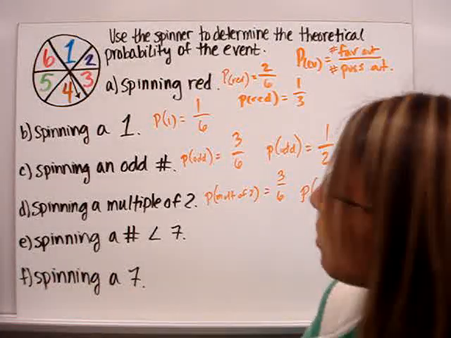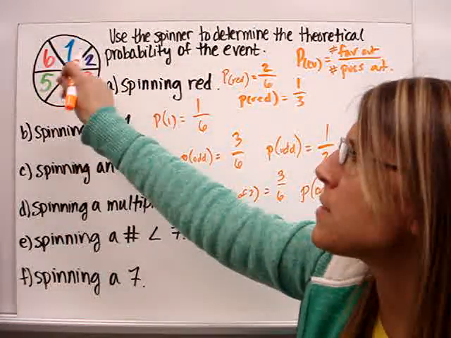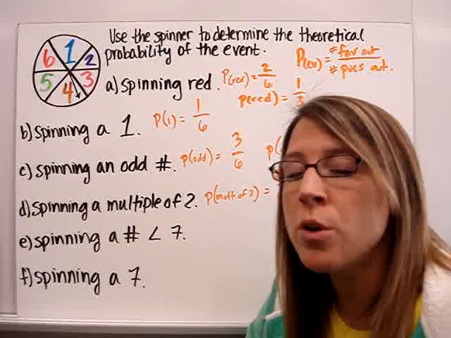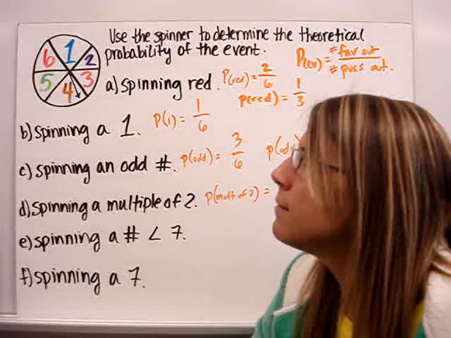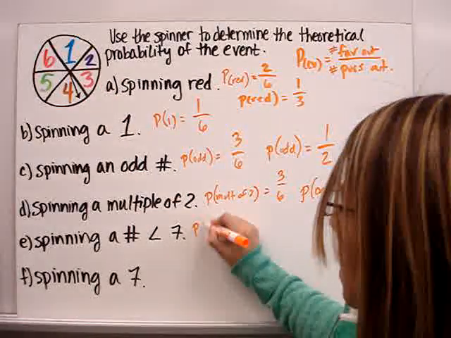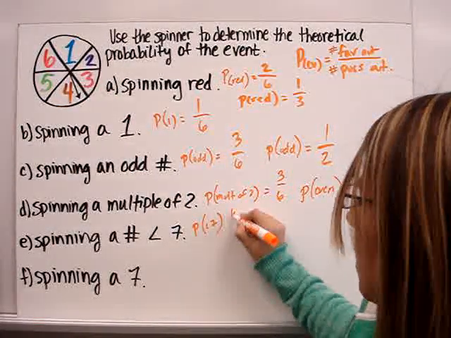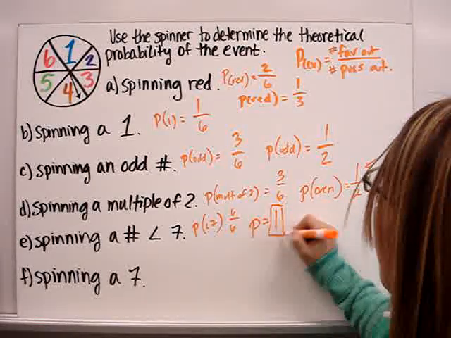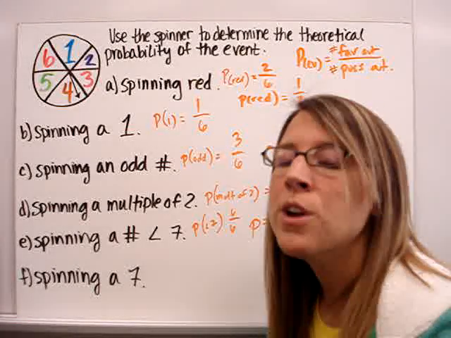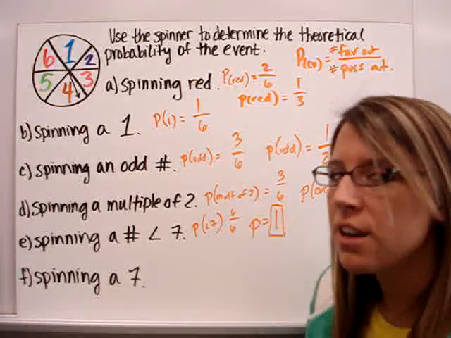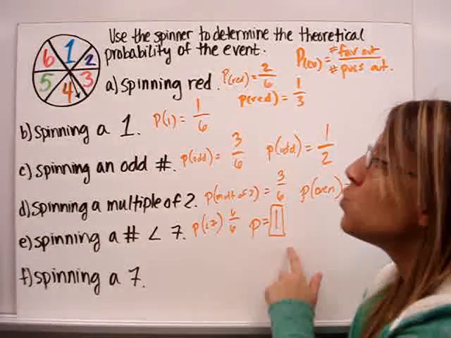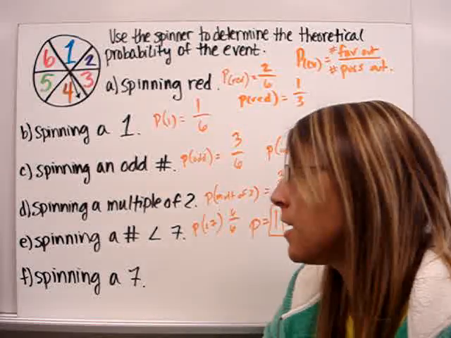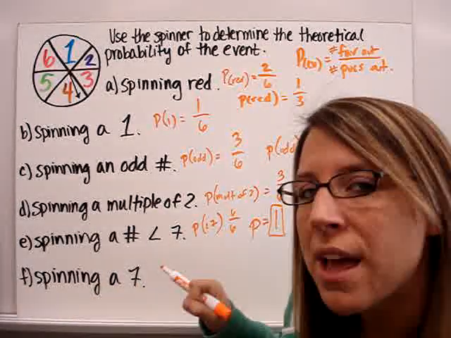How about spinning a number less than 7? I've got 1 through 6 on this spinner. Every single time I spin that spinner, I'm going to get something less than 7, right? 6 out of the 6 times. So the probability that it's less than 7 is going to be 6 out of 6. So the probability is going to equal 1. We can say that we are certain we are going to spin something that's less than a 7 here, right? So the probability is 1. Remember, probabilities include from 0 to 1, including 0 and 1.